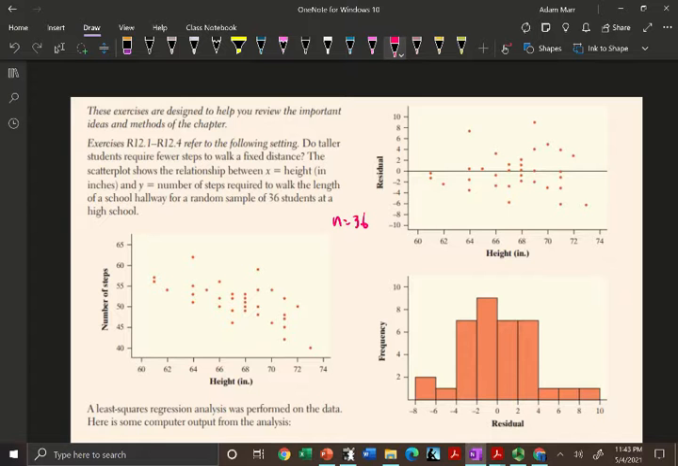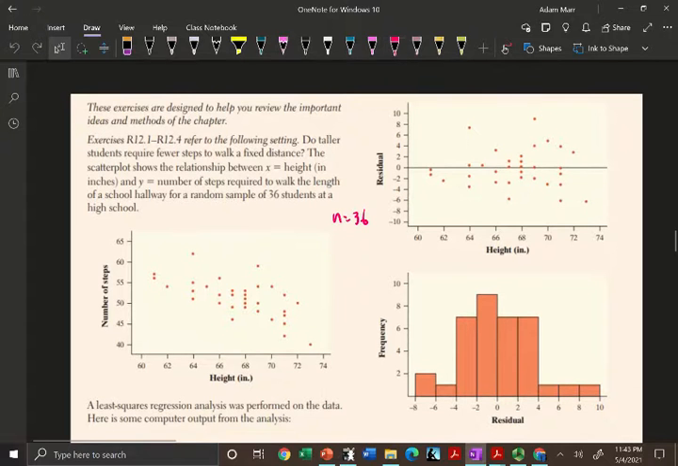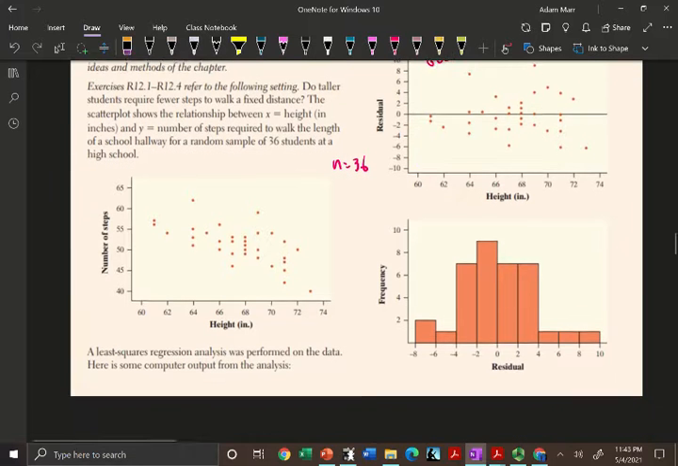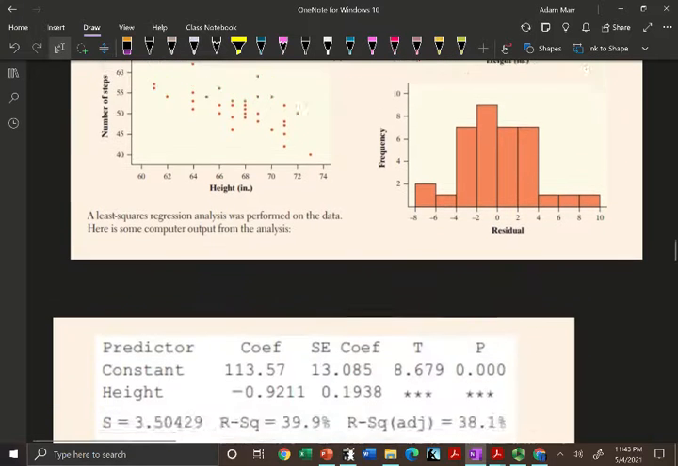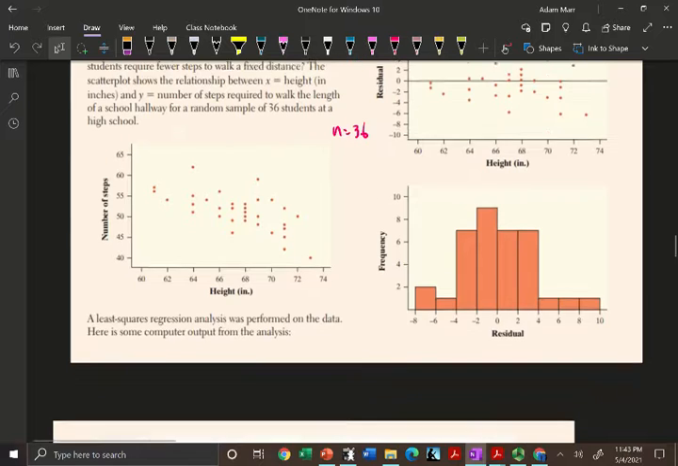Here's the data right here. A least square regression analysis was performed on the data. Here is some computer output from the analysis. There's the residual plot right here. If you notice, remember from chapter 3, if we have the residual plot, this is supposed to be a scatter with no type of pattern at all. So this is actually good. This is a good residual plot that shows the linear model is appropriate. And right here, this looks like a histogram of the residuals, right? Okay.